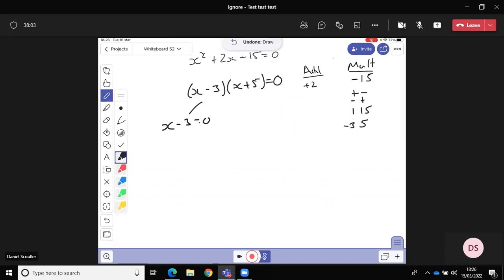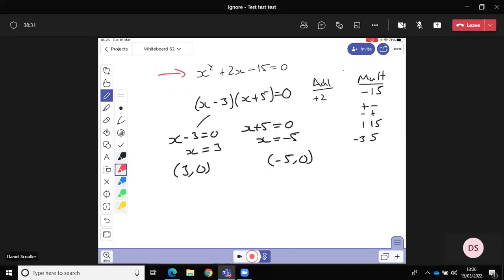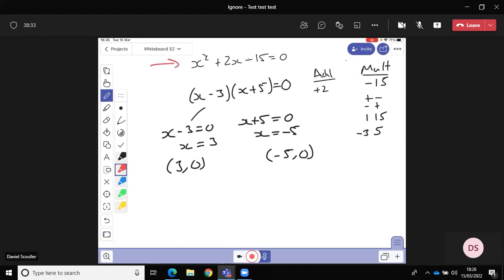You'd split them up and then solve for x. Okay, so it would give you two roots. Okay, and that would give you a coordinate. Okay, so that's where that graph, if we were to draw out that, that's where it would cross the x-axis.